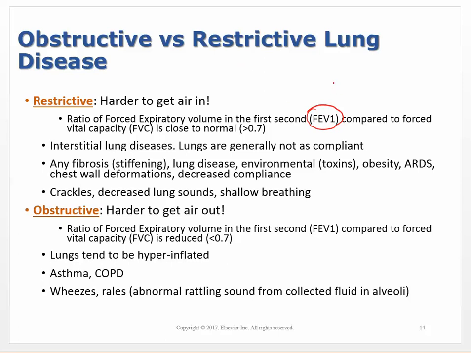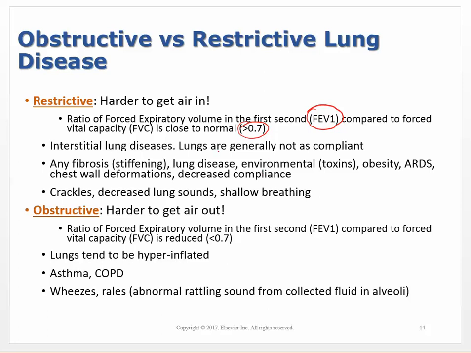Well, if you're having a restrictive lung disease, guess what? Getting air out's not the problem. Getting air in is the problem. Okay, so your FEV1 is probably going to be okay compared to the forced vital capacity of all the air. So it's going to be closer to normal. It's going to be above 0.7. That ratio is, yeah, I guess you can call it a ratio.